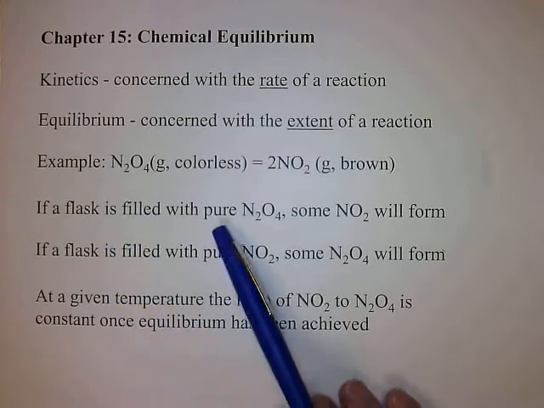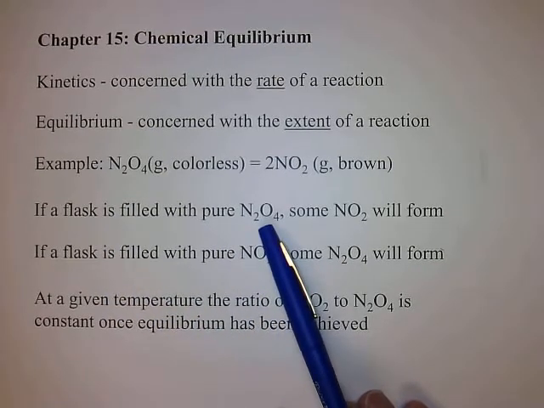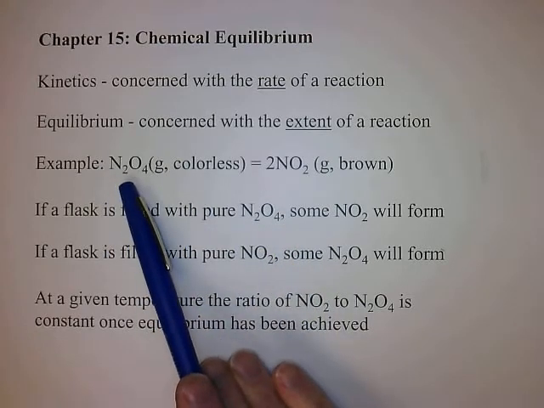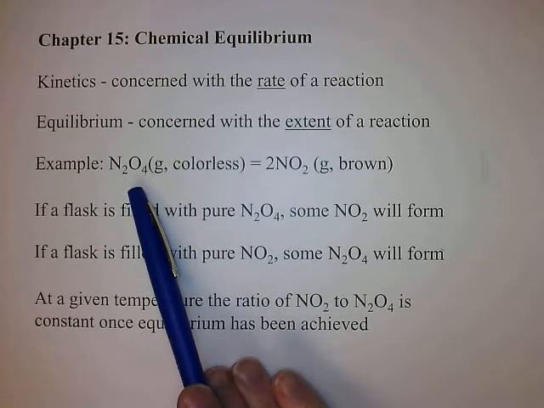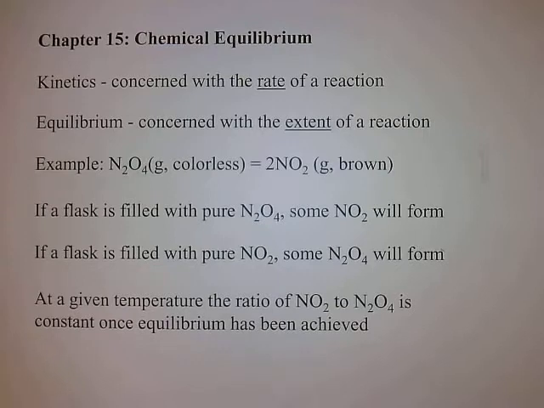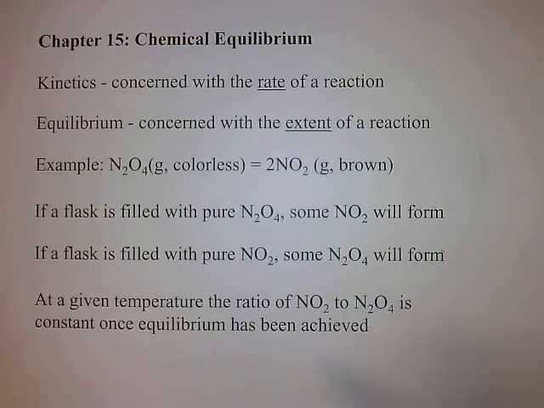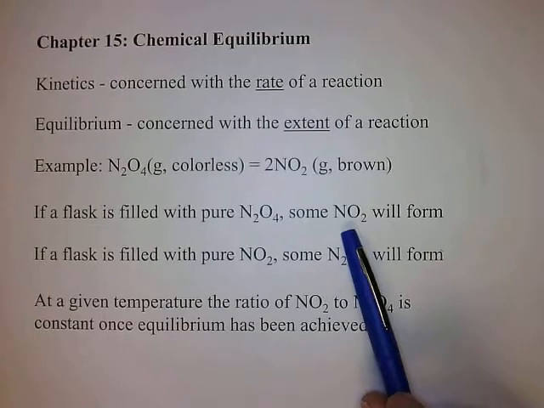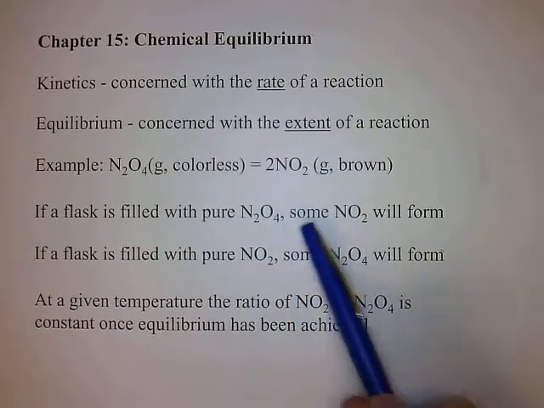So if a flask is filled with pure N2O4, in other words, we take a flask and put nothing but N2O4 in it, there's no NO2, and we seal it up and come back the next class period, we're going to find out that some of our N2O4 was converted into NO2. That we now have a mixture of the two.